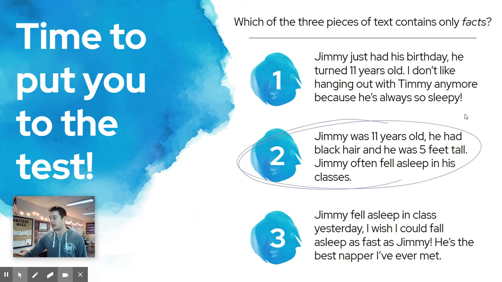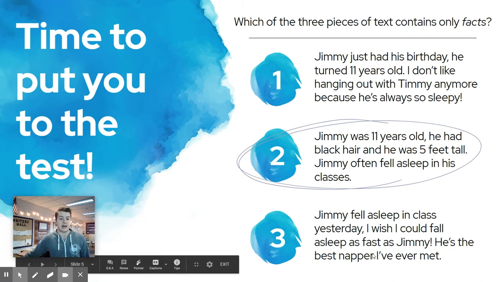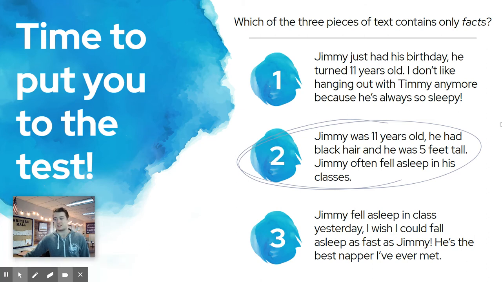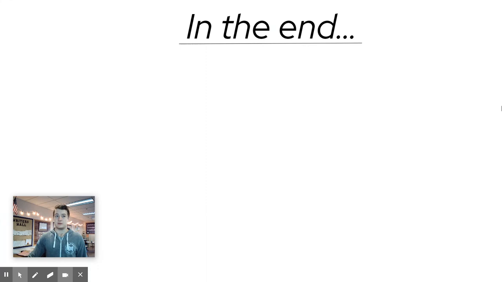Number one and number three contain feelings or thoughts, stuff that you can't necessarily prove. I don't like hanging out with Jimmy anymore because he's always so sleepy. That's something that you feel. He's the best sleeper I've ever met. That's another example of an opinion here in number three, because that's not really something that you can prove. The best sleeper, well, that might mean something different to every other person. So number two is the only one that just contains facts. That's what we're trying to do when we write informatively.